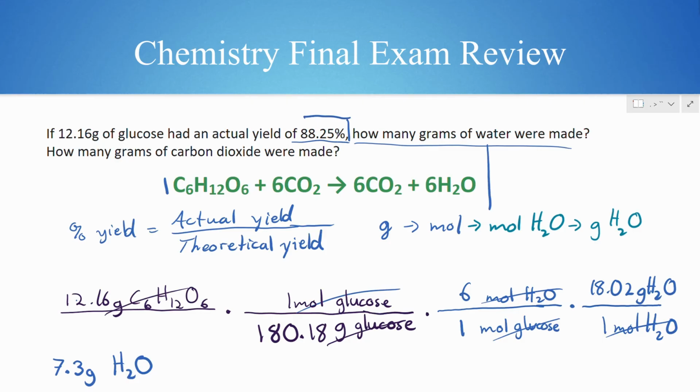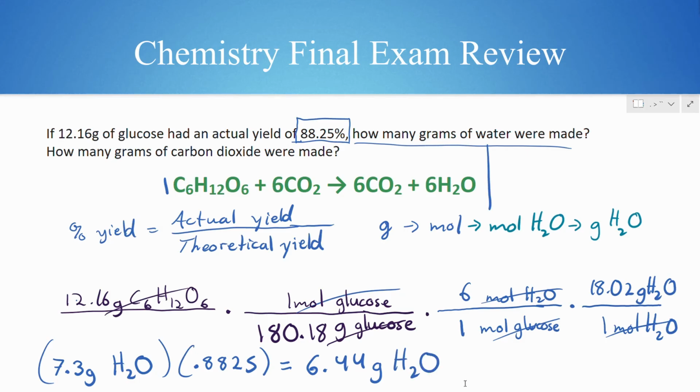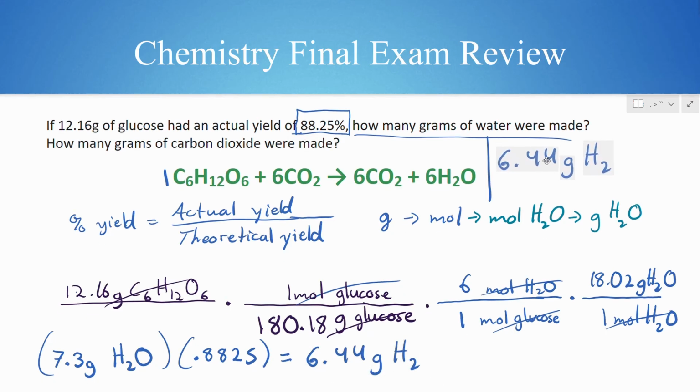However, in the question, they tell us that we only produced 88.25%. So what we need to do is multiply 7.3 times this percent. You can either do 88.25 over 100, or you can just go ahead and do 0.8825. And this is when you have already divided by 100. So then we're going to multiply this, and we get 6.44 grams of water. Okay, so this is what we actually produced, given the actual yield. Alright, so that's one of our answers.